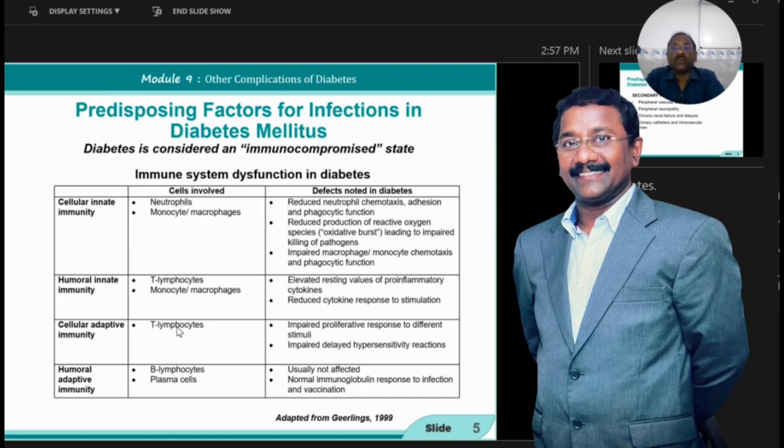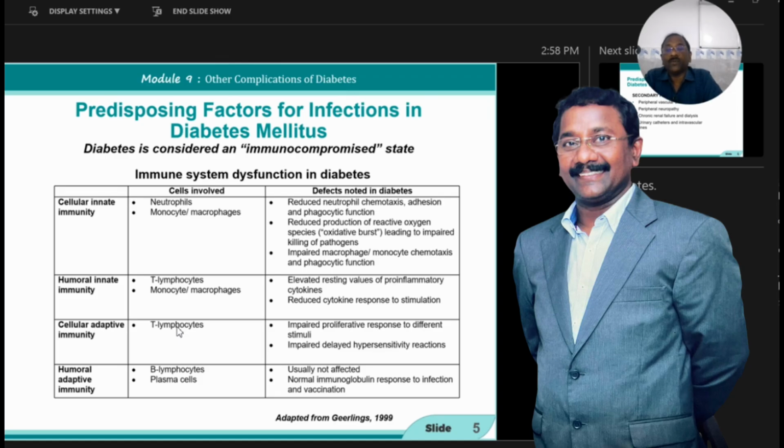The T lymphocytes, monocytes and macrophages are involved in humoral innate immunity. Here there will be elevated resting values of pro-inflammatory cytokines like tumor necrosis factor, interleukins, etc. So they will be very much elevated. All these markers will be elevated in the presence of sepsis, caused by T lymphocyte activity, along with a reduced cytokine response to stimulation. That is also important in causing the humoral innate immunity abnormalities.